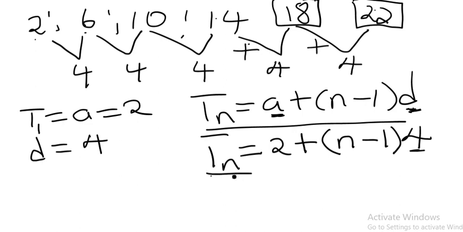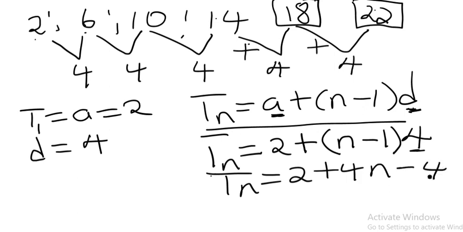Right, let's just remove the brackets. Let's multiply out of the brackets. So this will give, 4 multiplied by n, we get 4n. 4 multiplied by -1 gives us -4. So now Tn is equal to 4n there. Right, 2 minus 4 gives me -2.